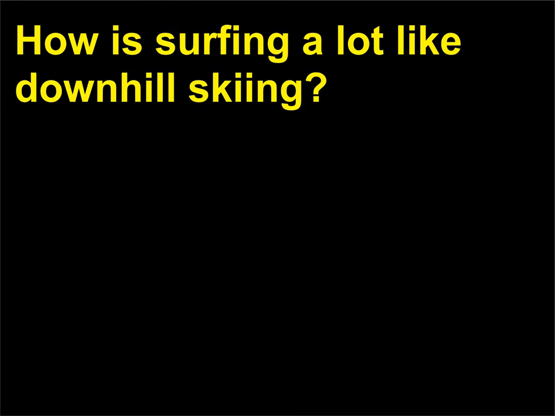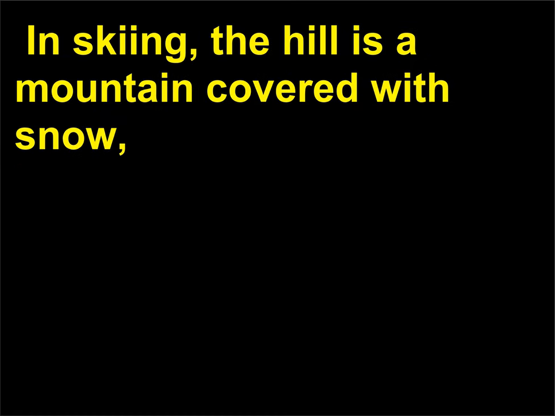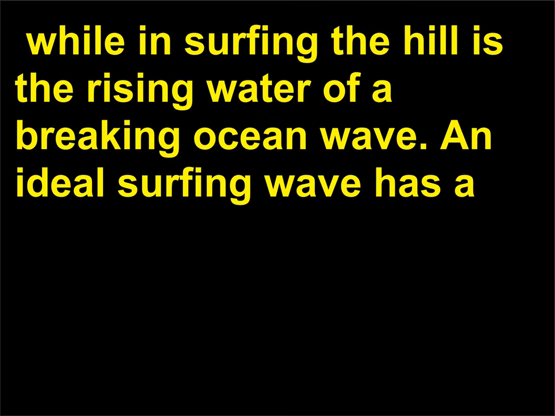How is surfing a lot like downhill skiing? How can they be similar? Surfing is done on water, skiing on snow. The main similarity is that in both cases the athlete and board travel down a hill. In skiing, the hill is a mountain covered with snow, while in surfing, the hill is the rising water of a breaking ocean wave.